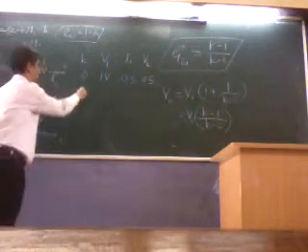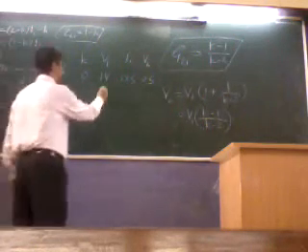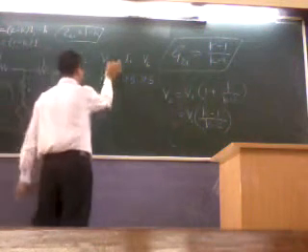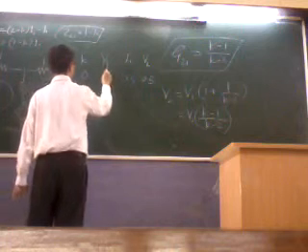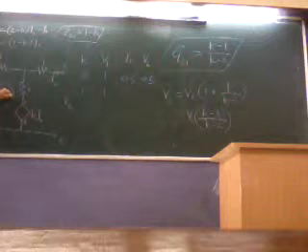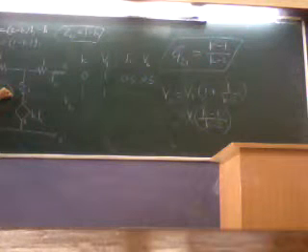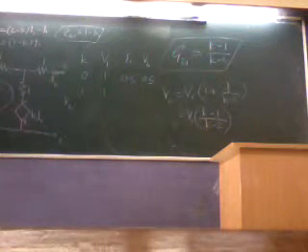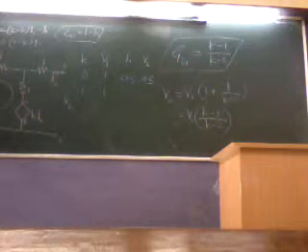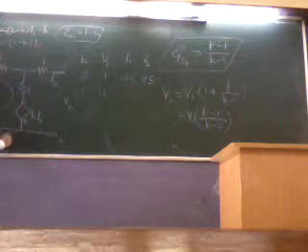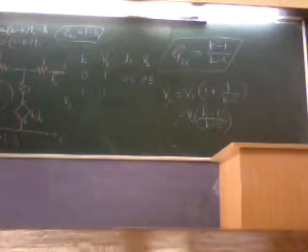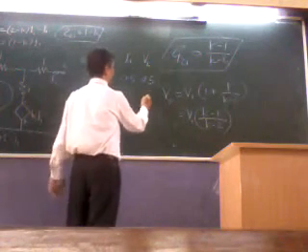If k is 1, what will happen? V1 is 1 volt. I will not write volt, units are presumed. If k is 1, how can I write the equation? 1 is equal to I1 plus I1 minus I1, right? So I1 is 1, V2 is 0.